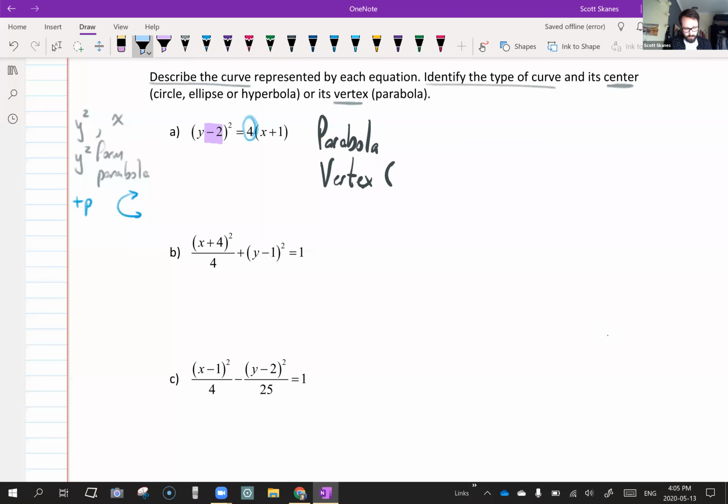And where's the vertex? Well, we look at the h and k. We have k here and h here. So this is kind of what we did previously, right? What we've been doing the entire time. That's our vertex. Remember, parabolas don't have centers, they have vertices. And it says to describe the curve. I'm just going to simply describe it and say it opens to the right. It looks like this.